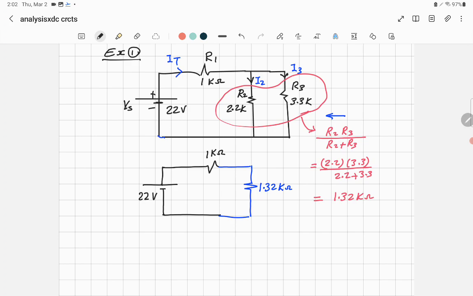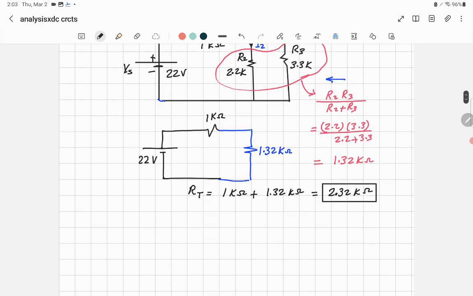Now we have two resistors connected in series. That's 1 kilo ohm and 1.32 kilo ohm. So we can say that the total resistance RT is equal to 1 kilo ohm plus 1.32 kilo ohm. That will be equal to 2.32 kilo ohm. That will be the total resistance of the circuit.